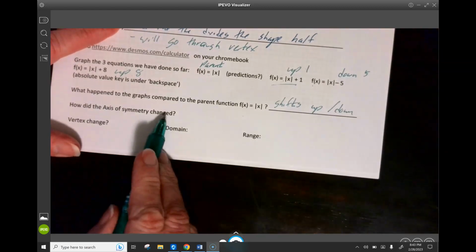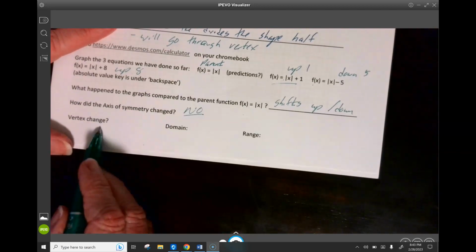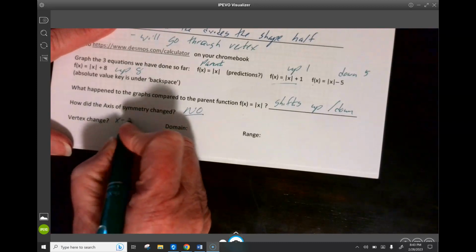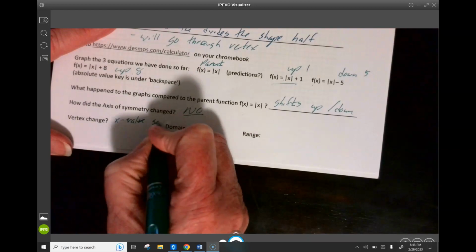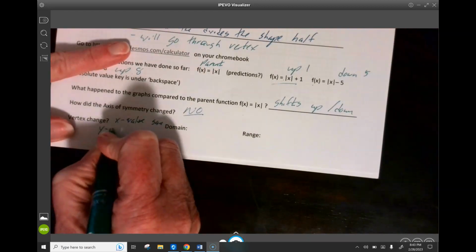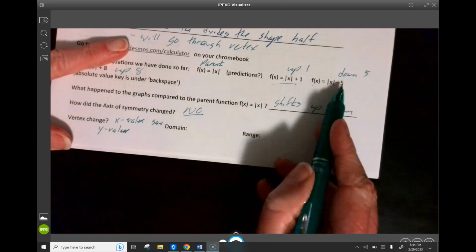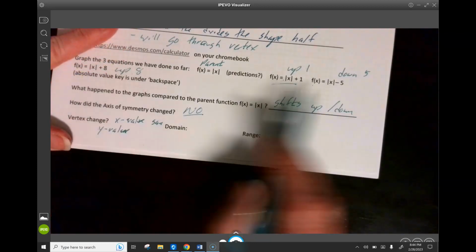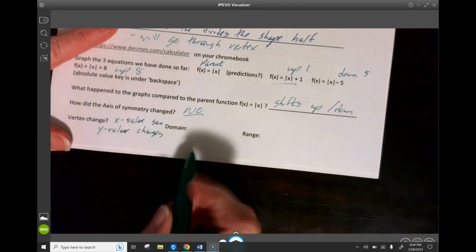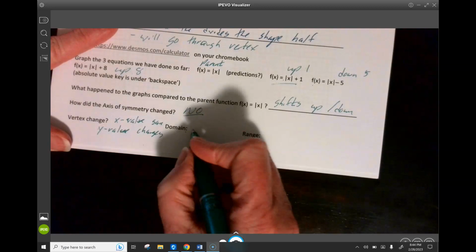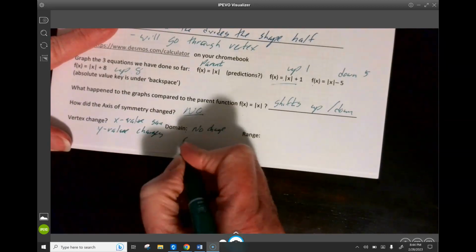Did my axis of symmetry change? No, not at all. What about my vertex? Yes. The x value stayed the same. The y value changed by whatever I was moving it up and down. So my vertex just changed by whatever that value was right here. What about my domain? Is there any restriction on the x? Nope, no change. So that means it's all real numbers.